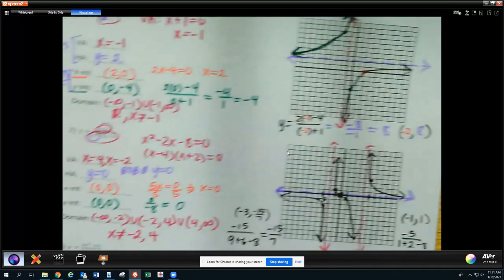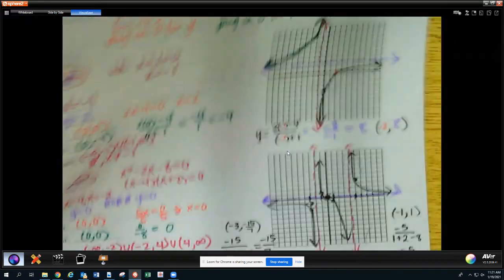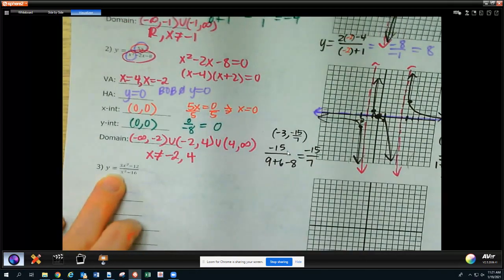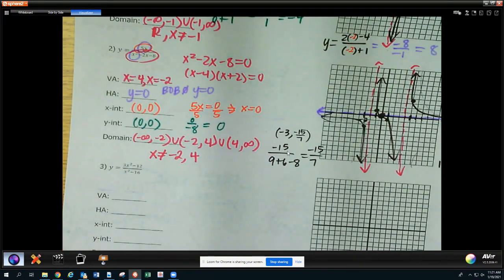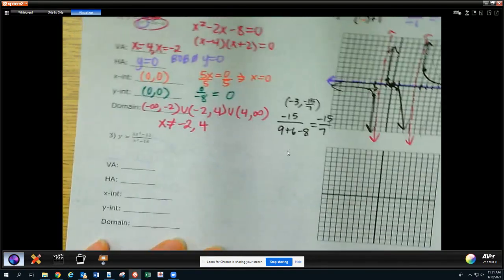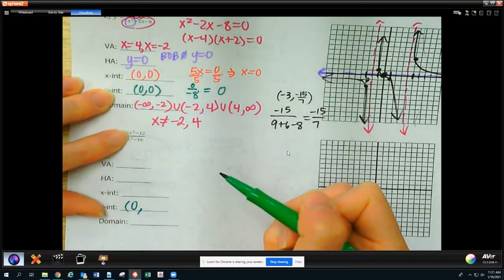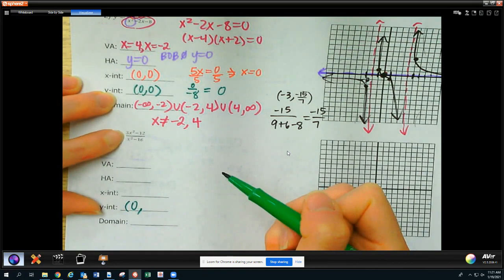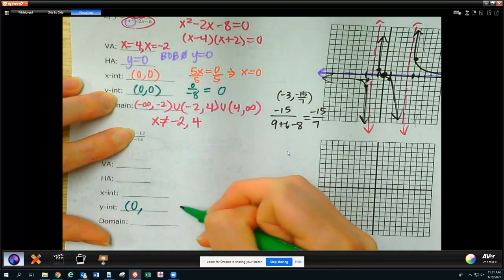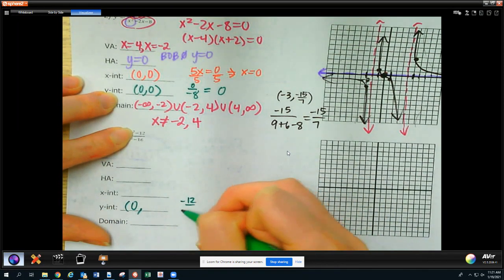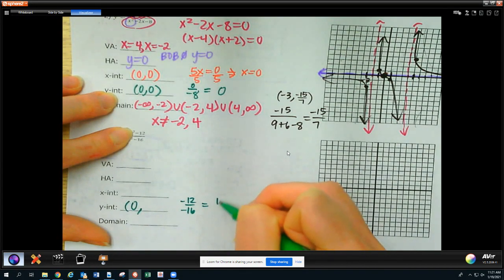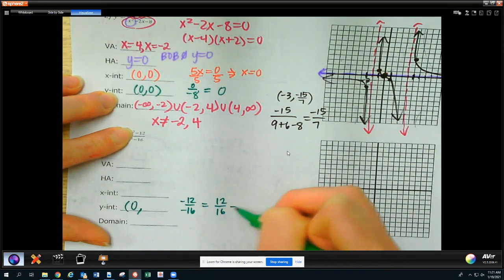All right, this looks wonderful. Last one. Okay, so let's start with the y-intercepts. I always think that's the easiest to start with. Kill all the x's. So there's -12 on top, -16 on bottom. The negatives cancel.